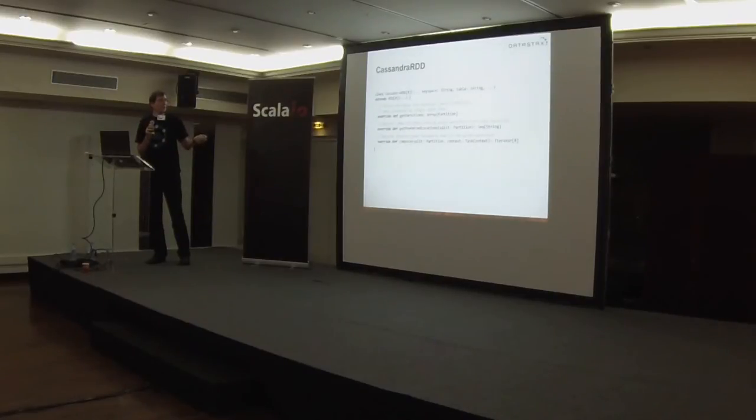And finally, the compute method that needs to just return an iterator to the data. So that's why there's no random access yet. The interface between Spark and Cassandra is just pure iteration.